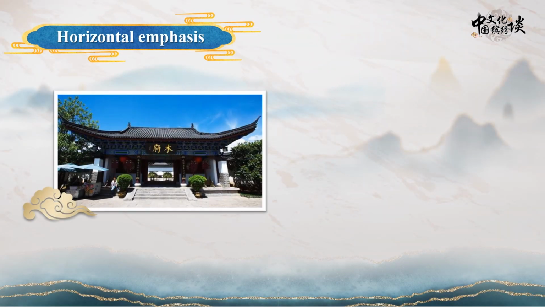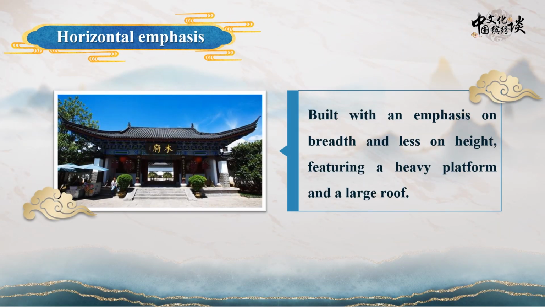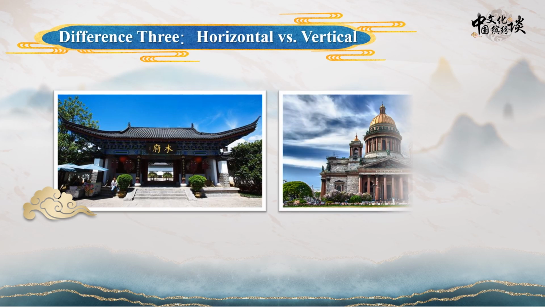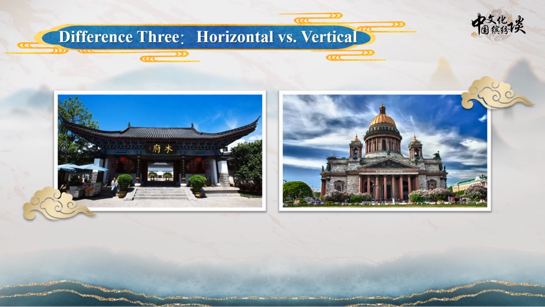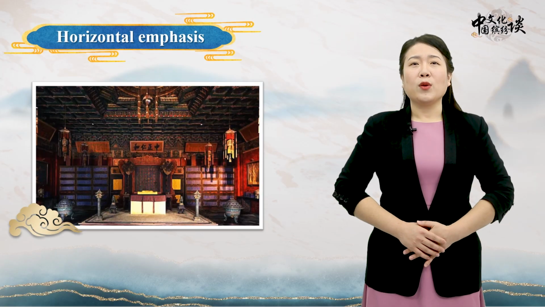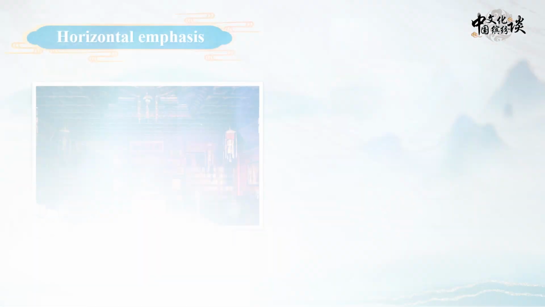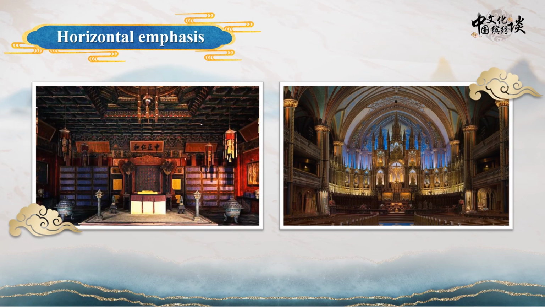Classical Chinese buildings, especially those of the wealthy, are built with an emphasis on breadth and less on height, featuring a heavy platform and a large roof. This contrasts with Western architecture, which tends to grow in height and depth. The halls and the palaces in the Forbidden City, for example, have rather low ceilings when compared to equivalent stately buildings in the West.